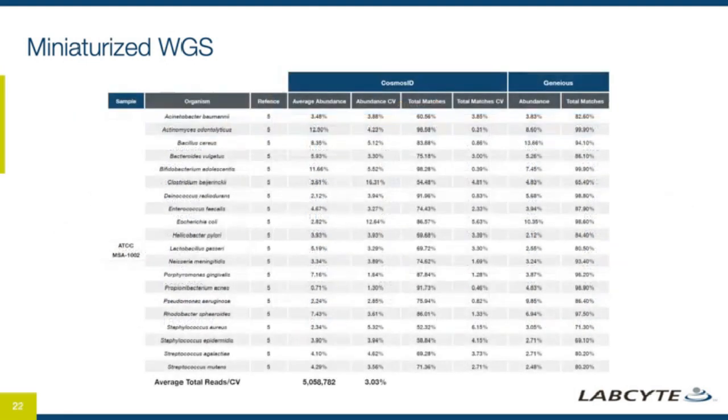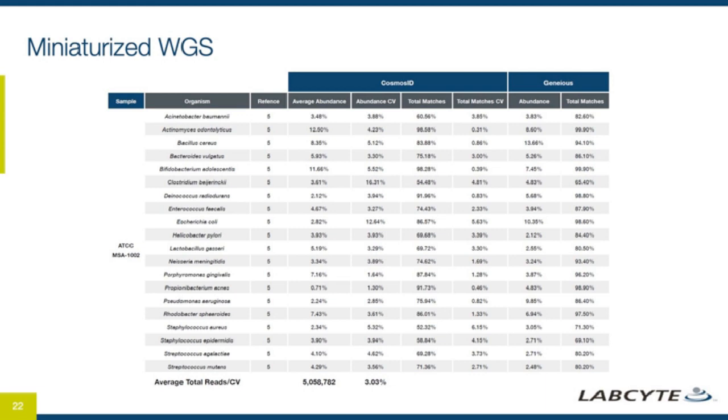Moving on, the ATCC sample. You'll see that this chart is set up in a very similar way, where the reference is referring to the amount of gDNA abundance per weight. And so our average abundance in general, again, is pretty close to what the manufacturer is specifying. The CVs are also pretty low, with the exception of a couple.